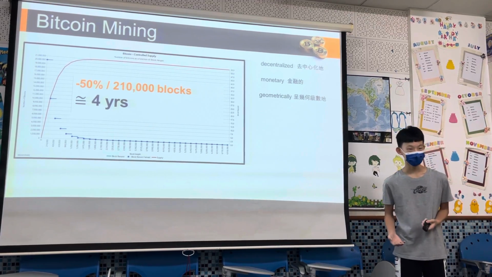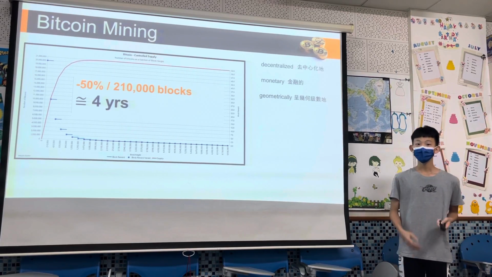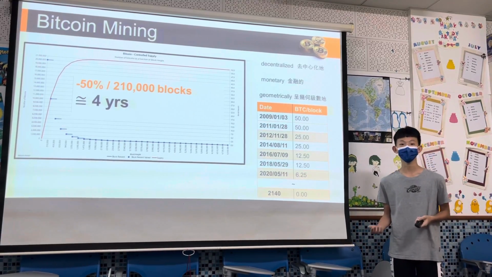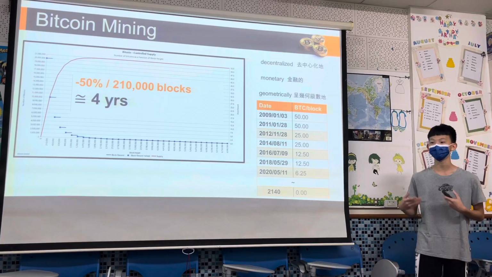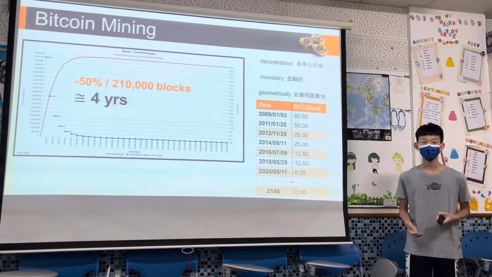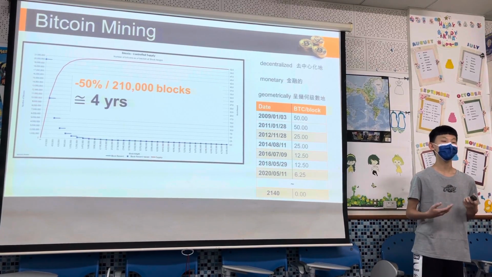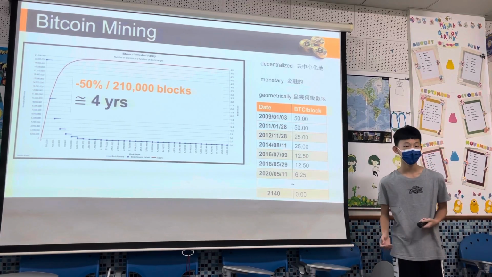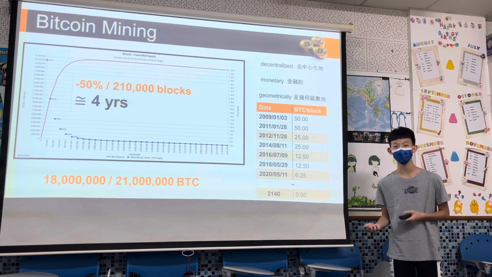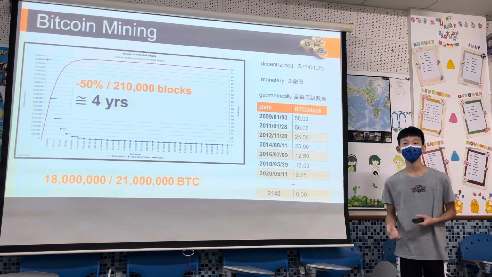Approximately, it takes 4 years to have a 50% reduction. Since the birth of Bitcoin in 2009, 3 reductions of 50% have happened, and the gap between each reduction is about 4 years. Through calculation, scientists find that the Bitcoin system won't stop running until 2140, and the total existence of Bitcoins will not be more than 21 million. Today, about 18 million Bitcoins have been generated.